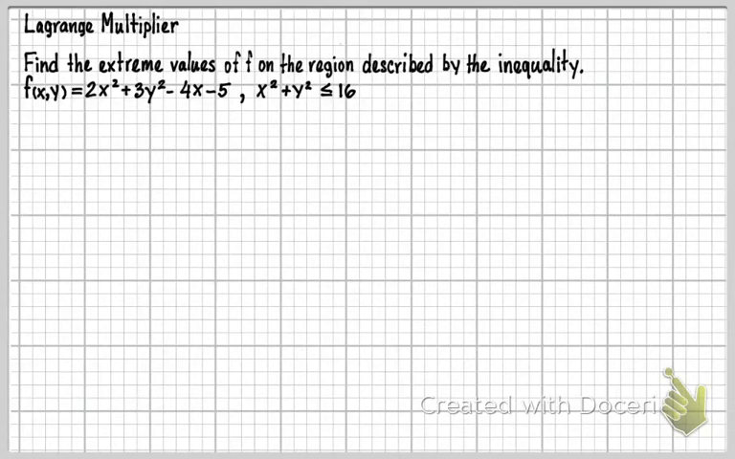Find the extreme values of f on the region described by the inequality. f of x, y equals 2x squared plus 3y squared minus 4x minus 5, on the constraint x squared plus y squared is less than or equal to 16. So now this problem is going to be a lot of work because this one says less than or equal to.